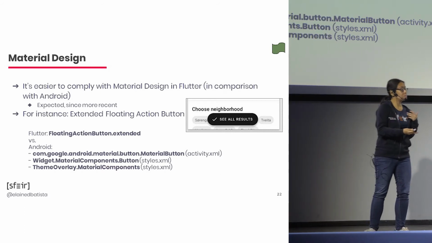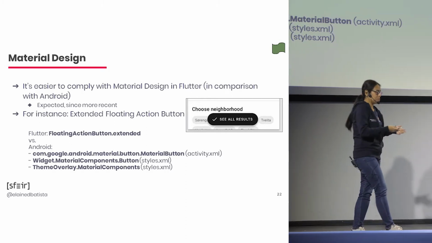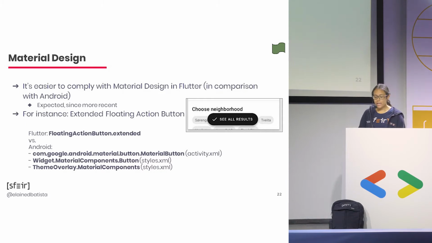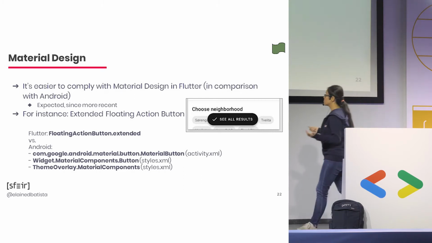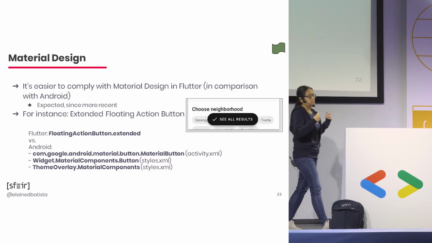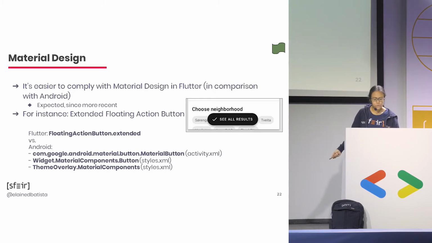And it's kind of expected because Flutter is much more recent. So for instance, the extended floating action button, so you know the button that stays put on the screen when you scroll and do whatever, you can have an icon, and then the extended one has a text too. In general, it's only a circle with an icon, but the extended one has some text. So in Flutter, there's a constructor for that, the extended constructor. It just works.